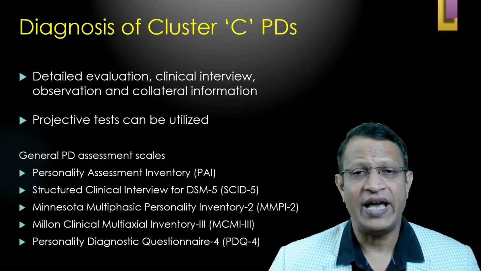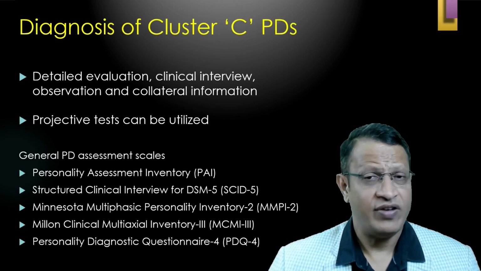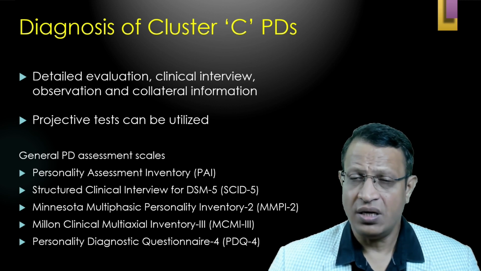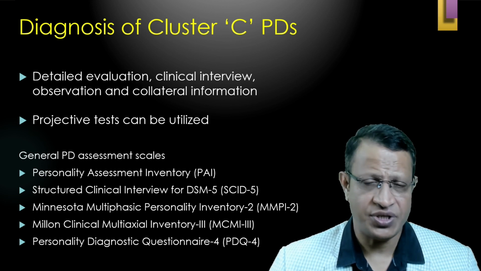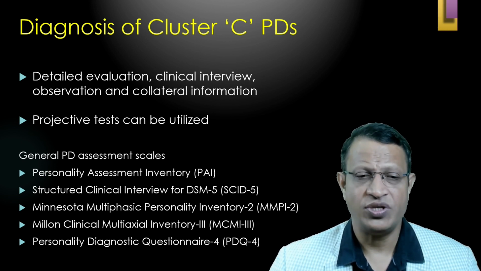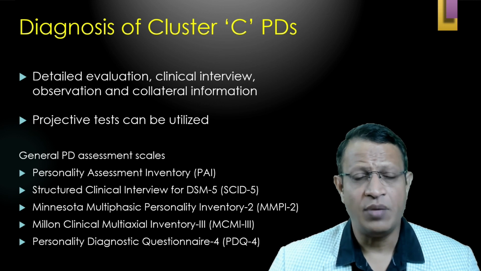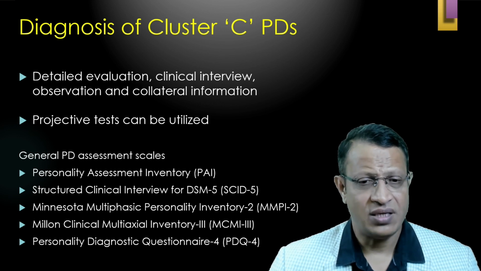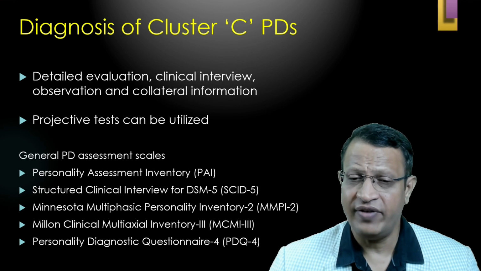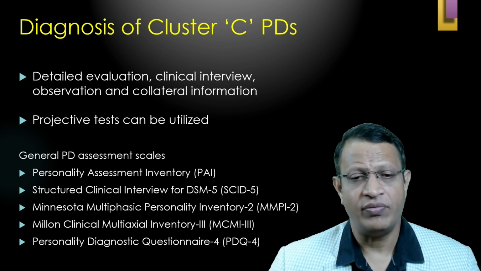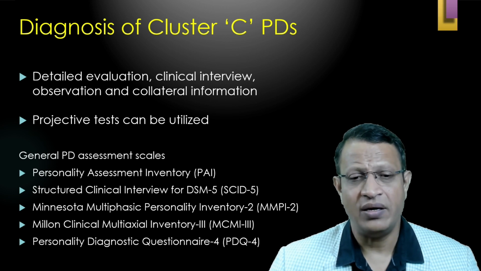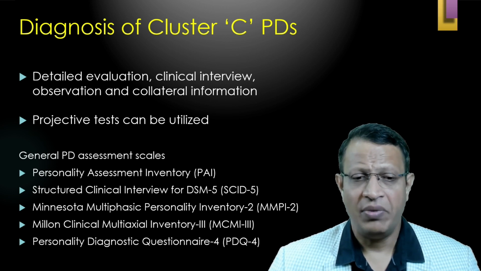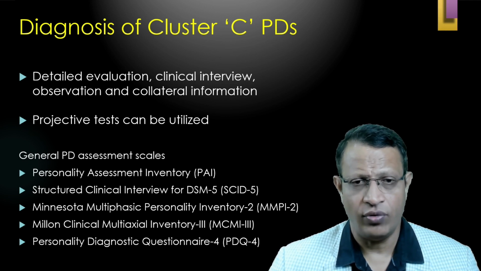Let's look into the diagnosis of cluster C PD. First and foremost, detailed evaluation, clinical interview, observation, MSE, and collect collateral information. You can also consider doing projective tests. Other general personality disorder assessment scales such as PAI, that is Personality Assessment Inventory, Structured Clinical Interview for DSM-5, that is SCID-5, Minnesota Multiphasic Personality Inventory 2, Millon Clinical Multiaxial Inventory 3, Personality Diagnostic Questionnaire 4.